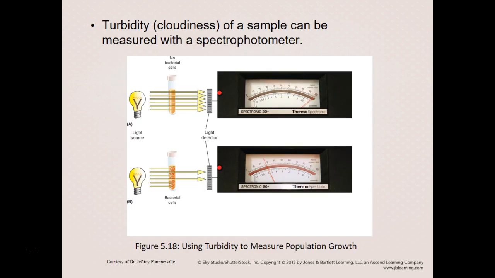We can also use turbidity measures to determine how much waste is being produced, and if we know the amount of waste being produced, we can then determine the number of bacterial cells in the population. If you have a lot of bacteria, you're going to have a much more turbid solution. So the turbidity will be caused by the bacterial cells themselves, as well as the waste products that are produced.